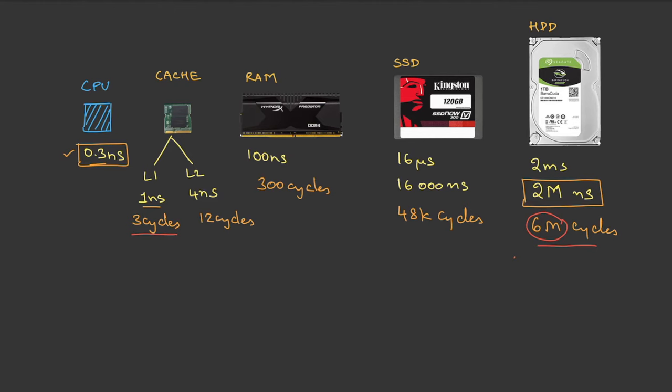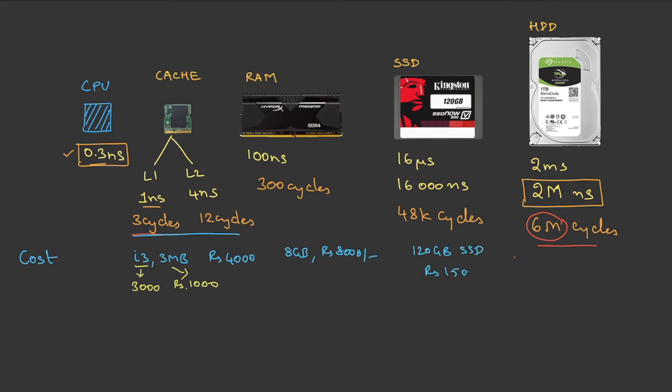Now let me also give you the cost comparison. Cache we cannot directly purchase outside. So let me take the example of a processor. If I take i3 processor with maybe about 3 MB cache, it's costing around 4,000 rupees. So just for example's sake, I'll assume that the cost involved for i3 processor maybe is 3,000, and for 3 MB cache, roughly rupees 1,000. Just for example's sake. This may not be correct, but that's fine. And coming to the RAM, an 8 GB DDR RAM is almost 8,000 rupees. 120 GB SSD is almost 15,000 rupees. And 1 TB hard disk is about 4,000 rupees.